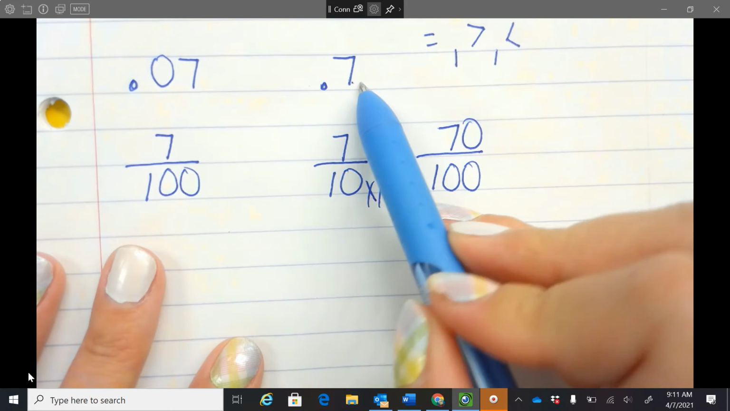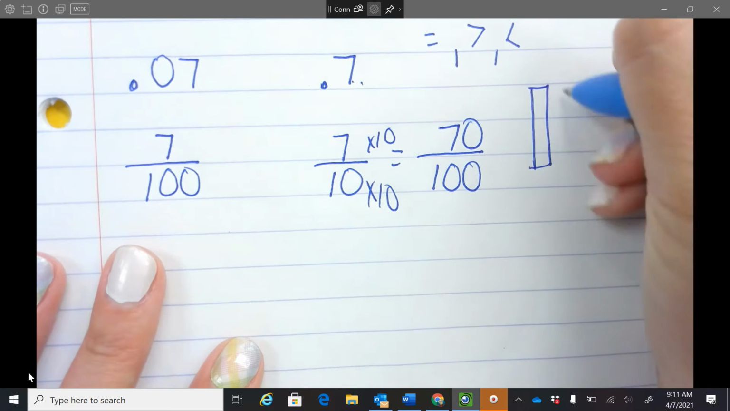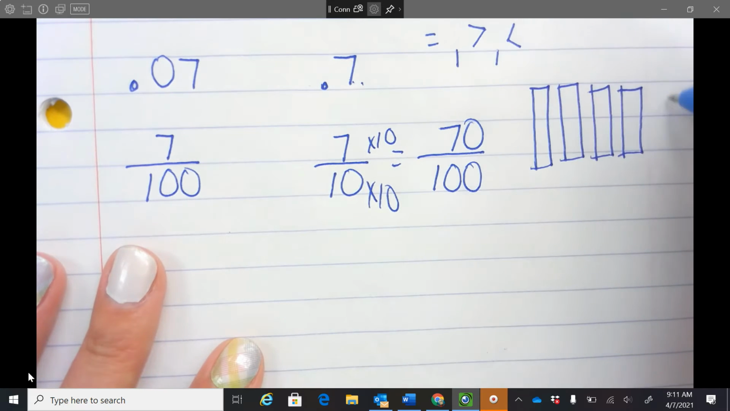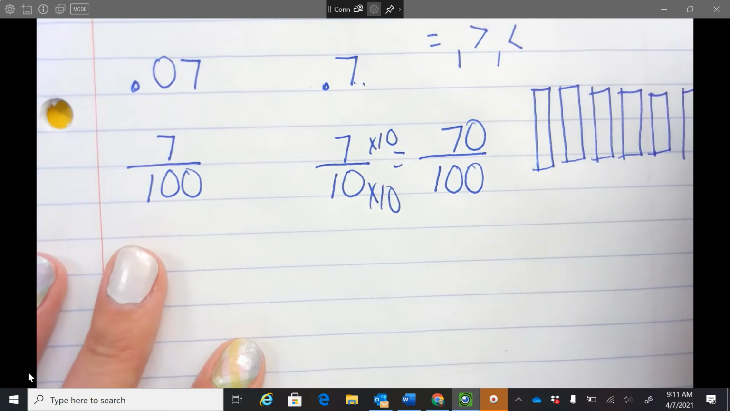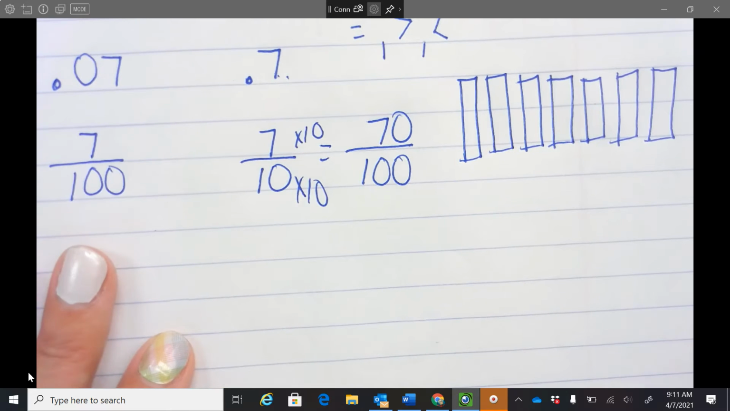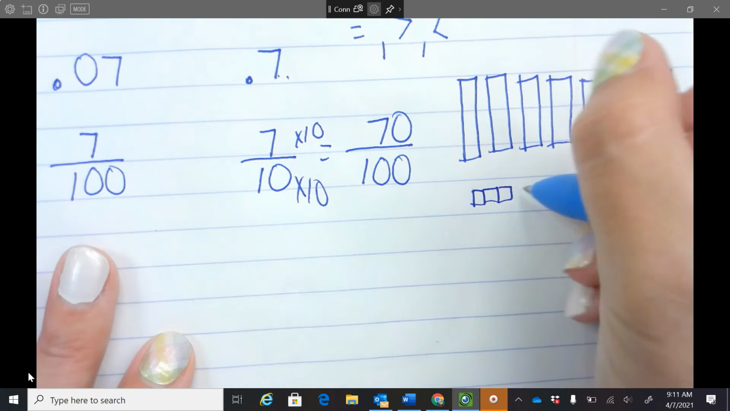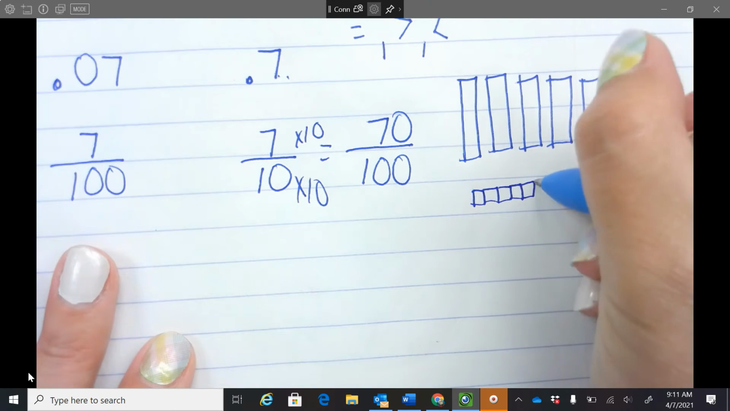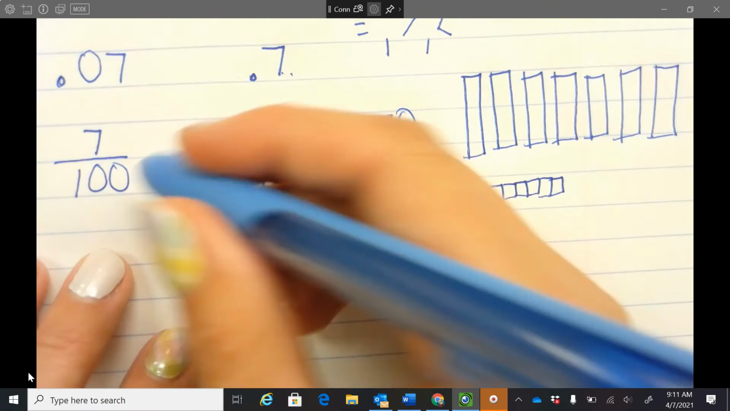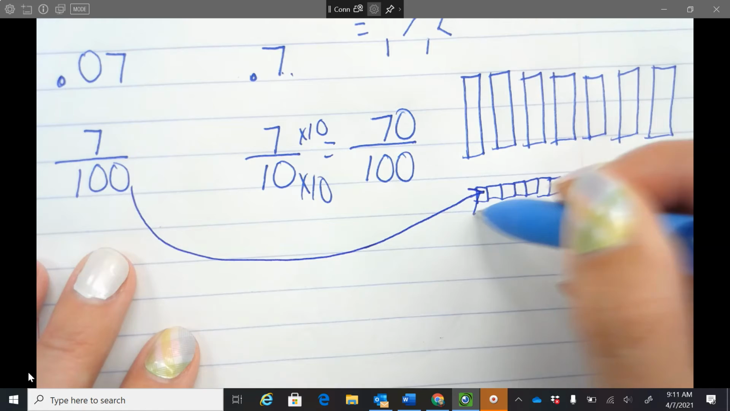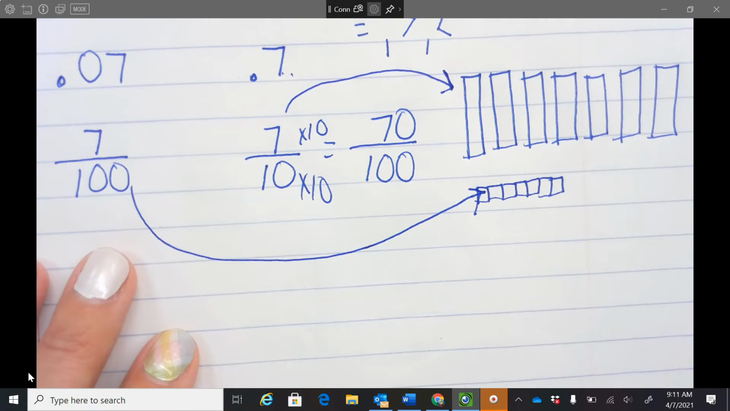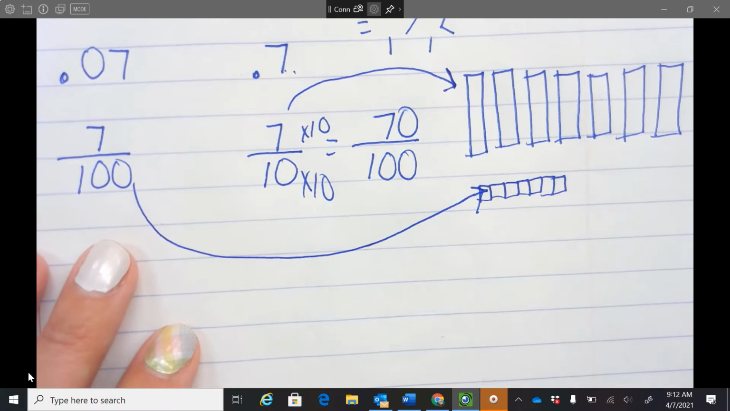So this 7/10, remember, is actually 7 of these big blocks. 1, 2, 3, 4, 5, 6, 7, right? And then that 7/100 is like these little tiny guys, right? So 1, 2, 3, 4, 5, 6, 7. So 7 hundredths would be these little blocks, and 7/10 would be these blocks, right? Just giving you a visual with my amazing drawing.